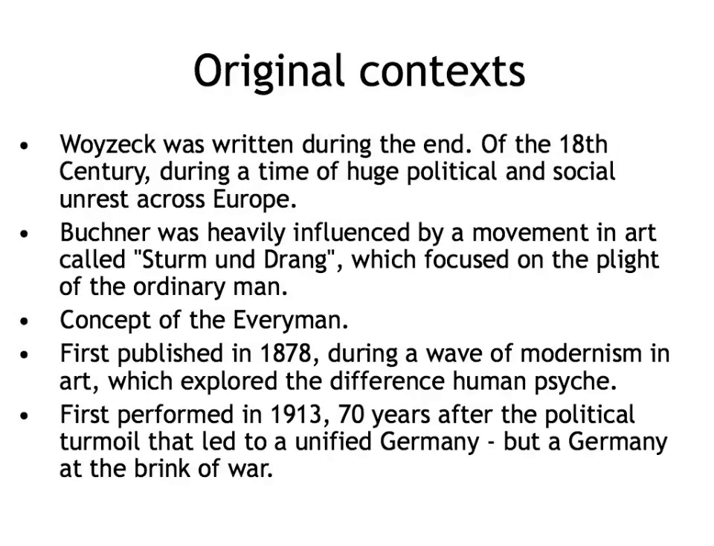So we need to first of all think about some of the original performance conditions and contexts. So here's a few facts that we need to think about and remember, and to make sure that we refer to in our answers. Woyzeck was written, published and performed at different times. So Woyzeck, first of all, was written at the end of the 18th century, during a time of huge political and social unrest across the whole of Europe. And we can see that contextually in the way it's written and the focus of that performance.